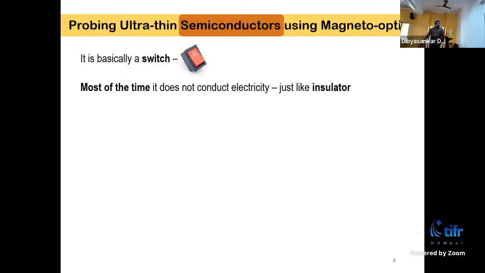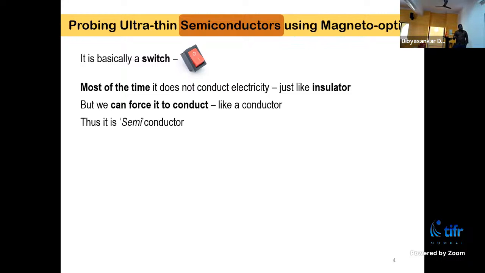But in an insulator, whatever you try, you never can flow any current through it. But in a semiconductor, if you force the material, then it will start to conduct. That's why it's called a semiconductor, because most of the time it cannot conduct, but you can make that material conducting at your will. Whenever you want, you can make it conducting.